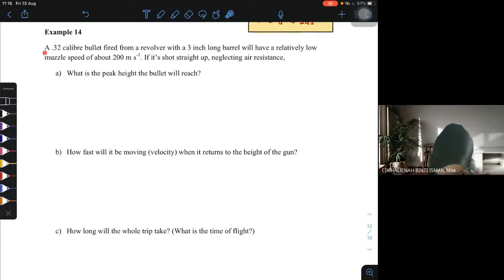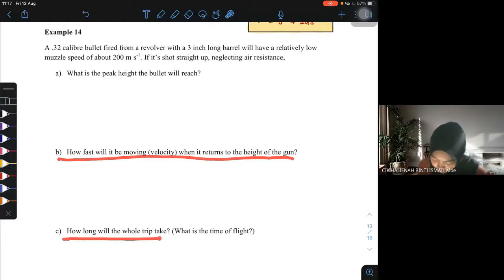A .32 caliber bullet fired from a revolver with a 3-inch long barrel will have a relatively low muzzle speed of about 200 meter per second. If it's shot straight up, neglecting air resistance: first, what is the peak height of the bullet? Then how fast will it be moving when it returns to the height of the gun? And last, how long will the whole trip take, which is the time of flight?